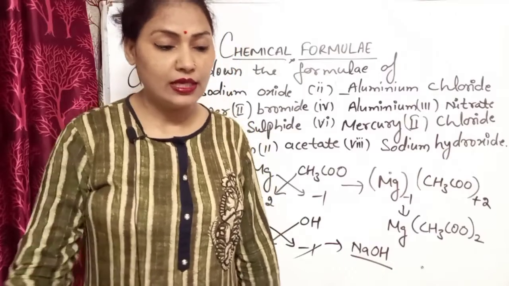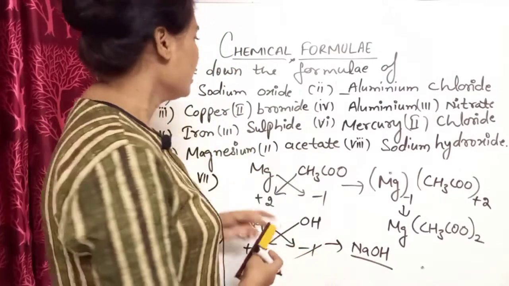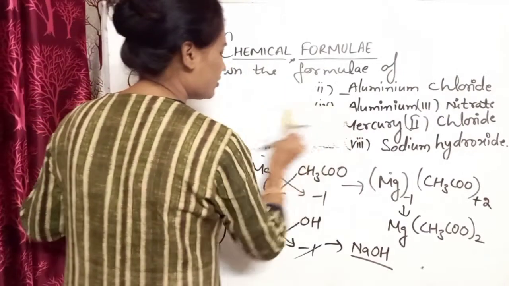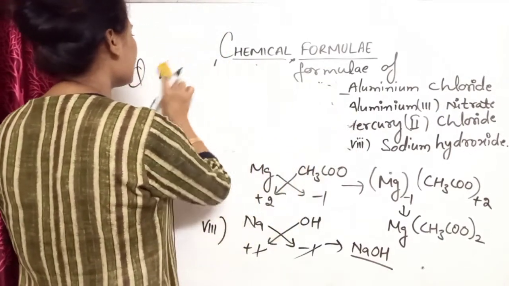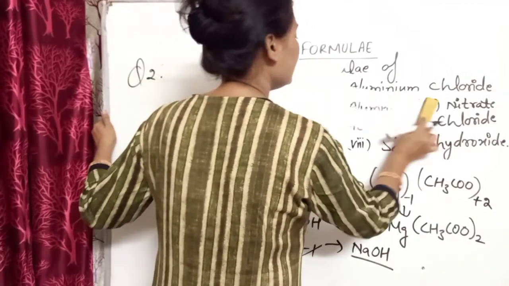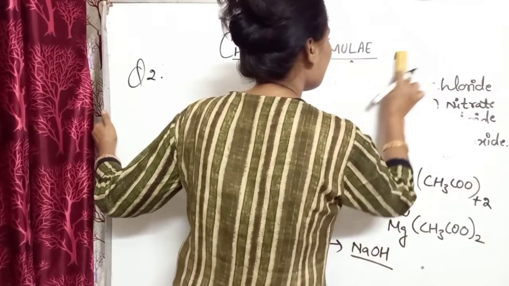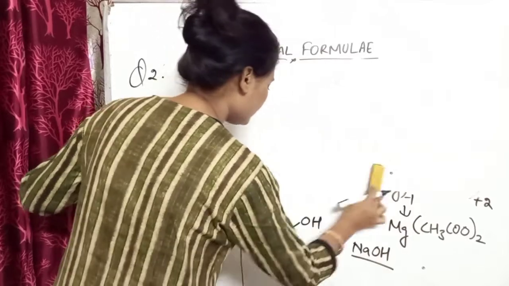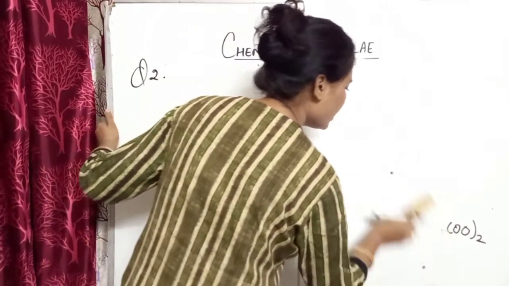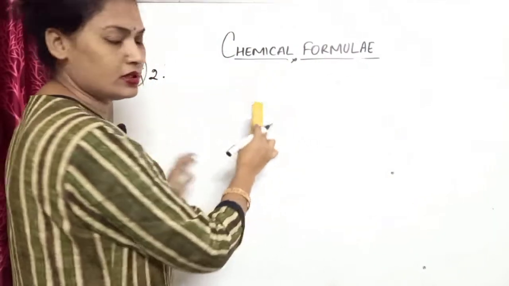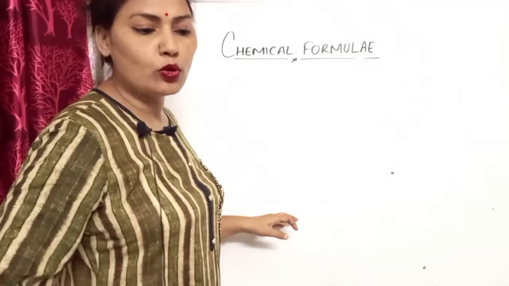Okay, now we can do the next question. The next question is the opposite of this one. If there is a question that is totally opposite of this question, how can we attempt it? Let us write question number 2, which is given in your book also.